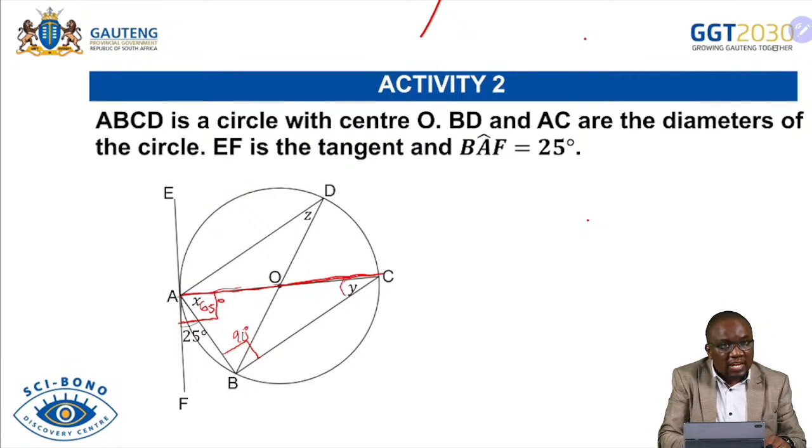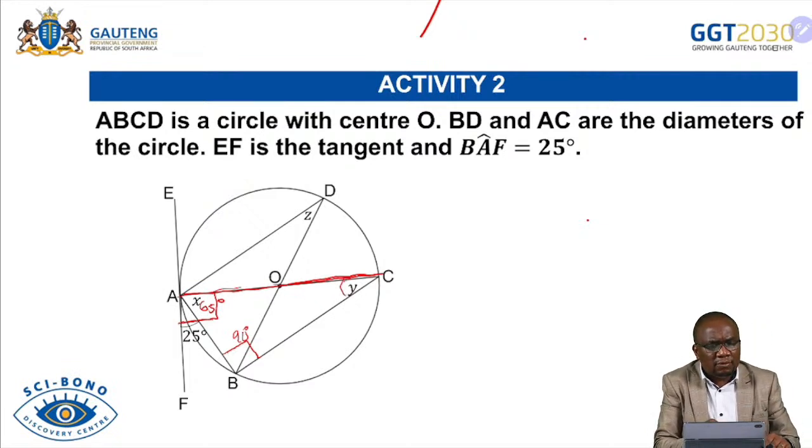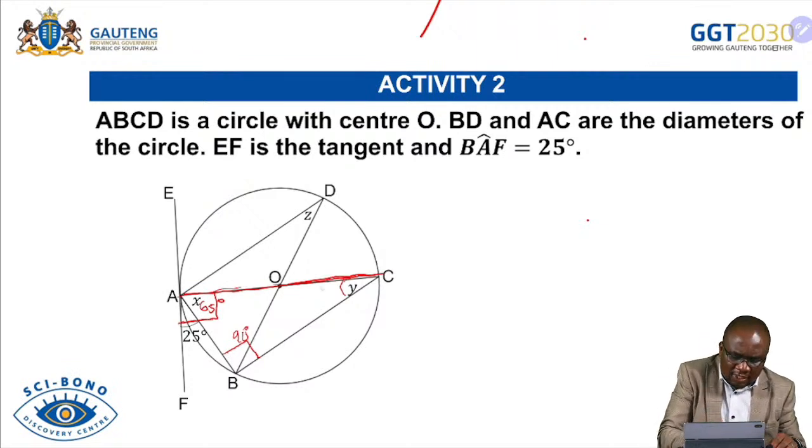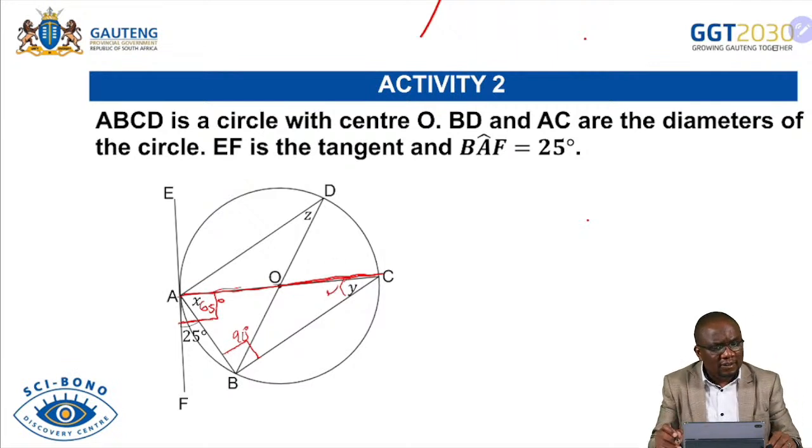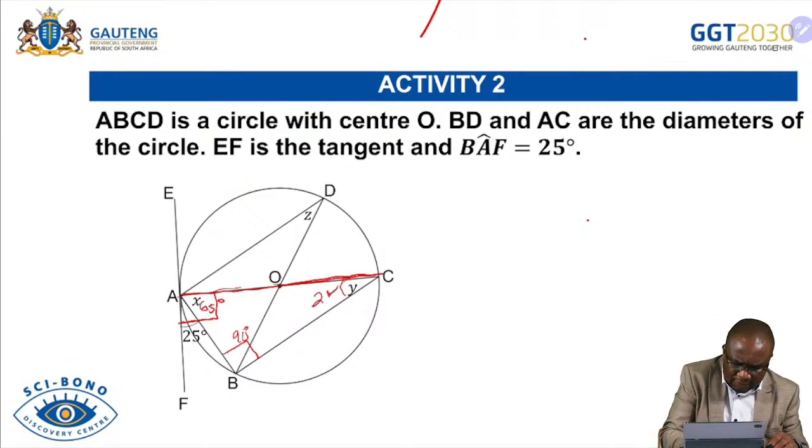You see, 90 plus 65, you get 155. And then you subtract 155 from 180 because these are angles in a triangle, right? Then you can get your Y here. Okay, it must be 25 degrees.